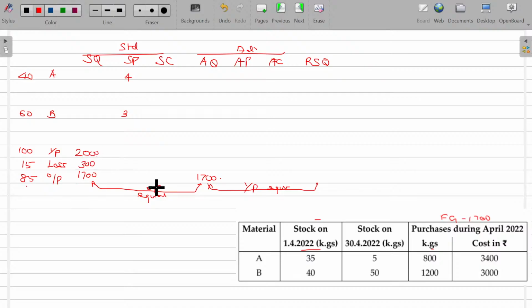2000 being the standard input. In that standard input, A's ratio being 40%, 800. Am I right? 2000 into 40%. 2000 into 60%, 1200 for B. We got this.